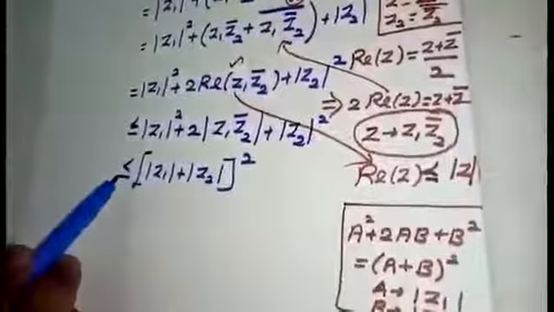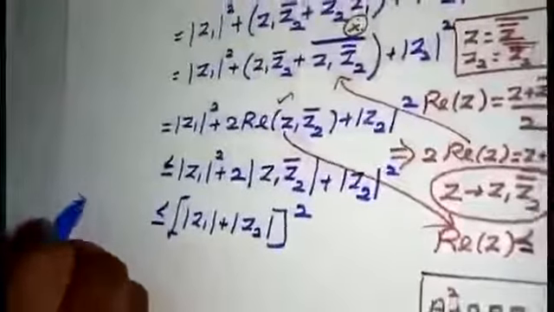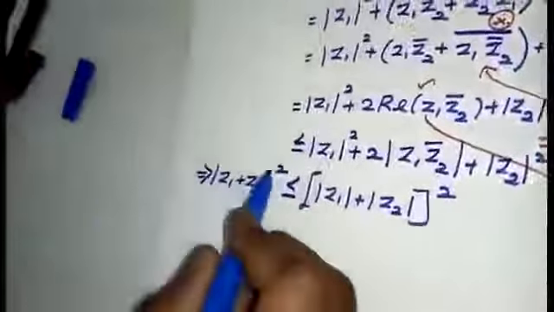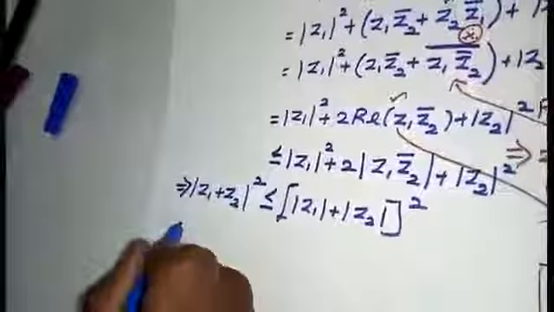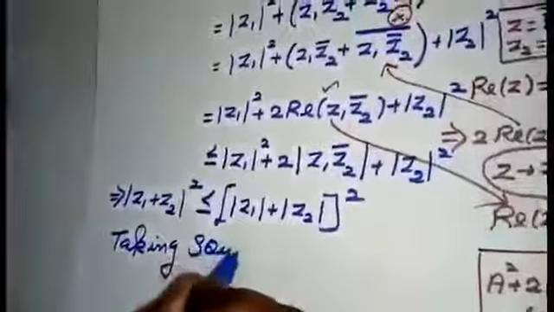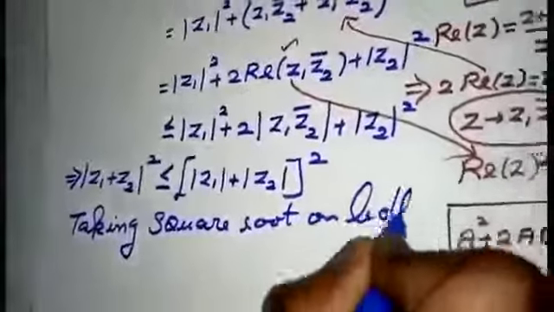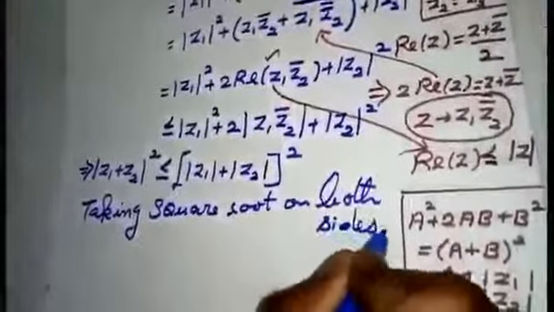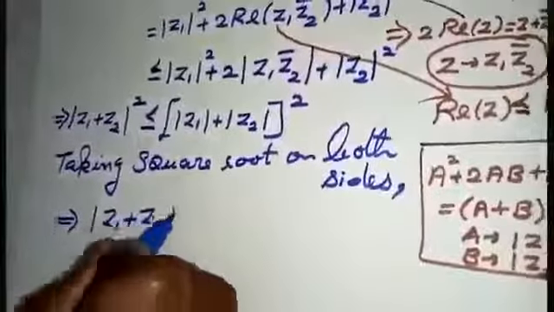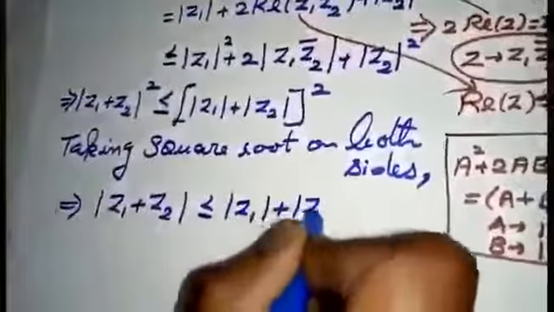This less than or equal to, I am writing it as it is. This is your right hand side. But left hand side, what is the value I am having here? That is modulus of Z1 plus Z2 the whole square. If I am going to take square root on both sides, we get modulus of Z1 plus Z2 is less than or equal to modulus of Z1 plus modulus of Z2.